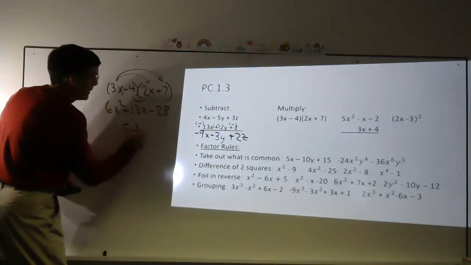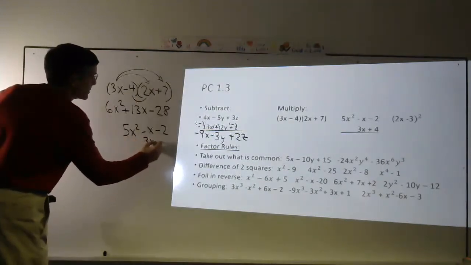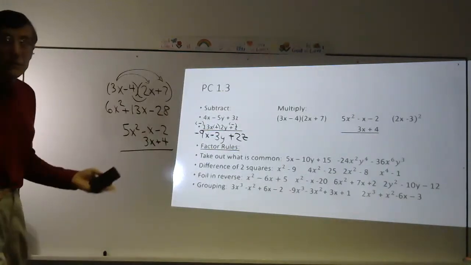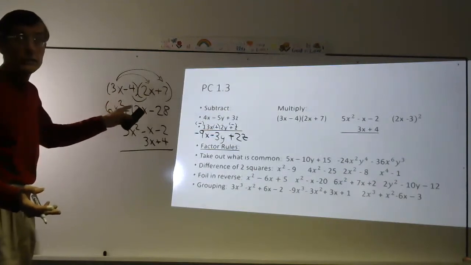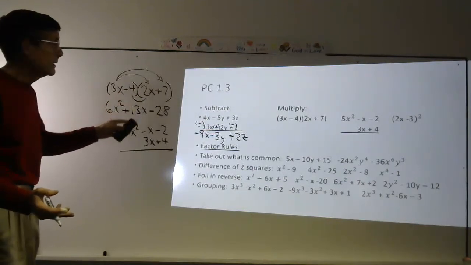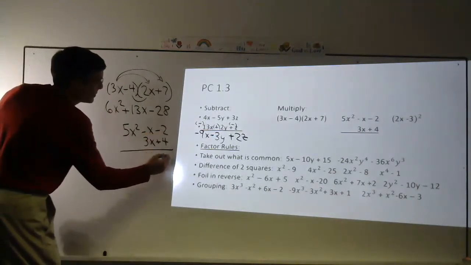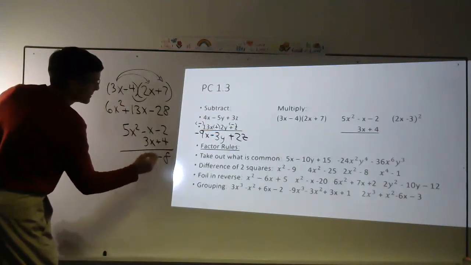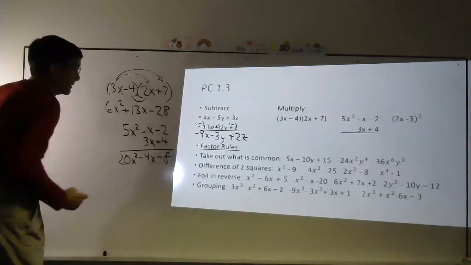5x squared minus x minus 2 times 3x plus 4. Multiplying up and down. If you don't like multiplying up and down, write it horizontally and multiply like I did here by the distributive property, okay? But you can multiply up and down. So 4 times negative 2 is negative 8. 4 times negative x is negative 4x. 4 times 5x squared is 20x squared.